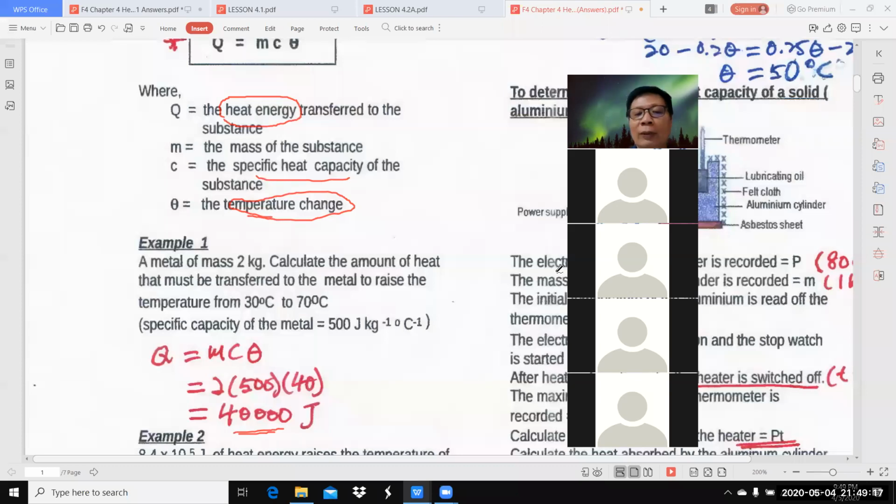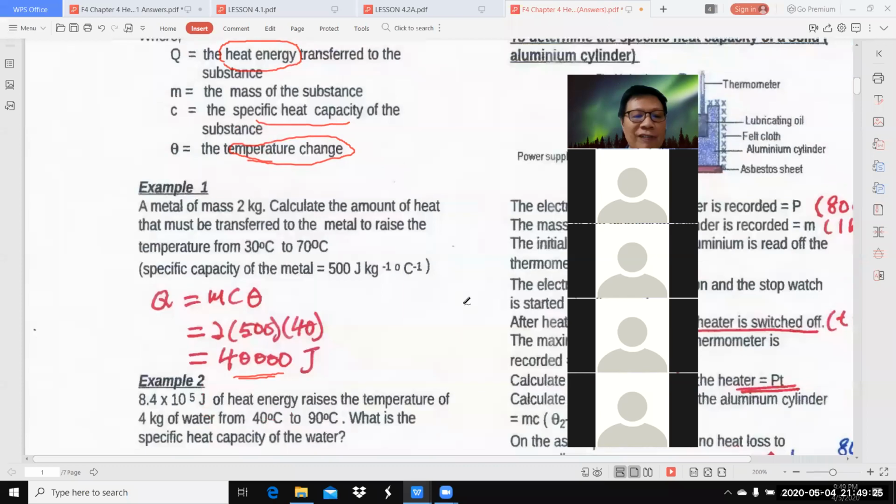Okay, now second question. Can you try this question? Try to answer. 8.4 times 10 to the power 5 joule of heat energy raises the temperature of 4 kg of water from 40 to 90. What is the specific heat capacity of water? Now they give you the energy and ask you to find the c, the specific heat capacity of water. Find first, okay, everyone?